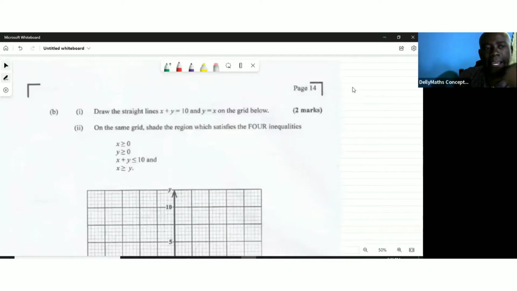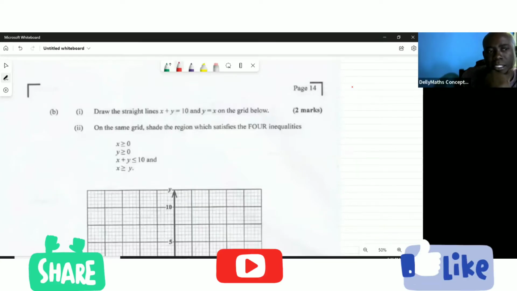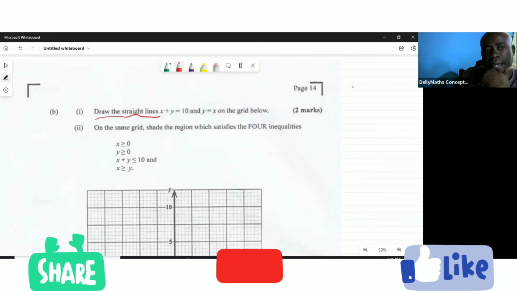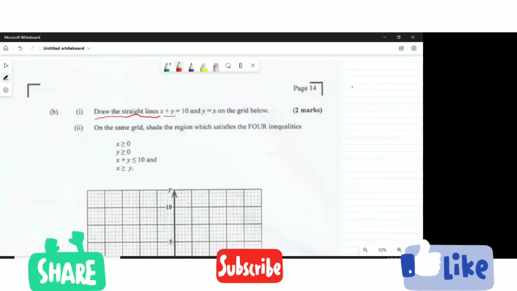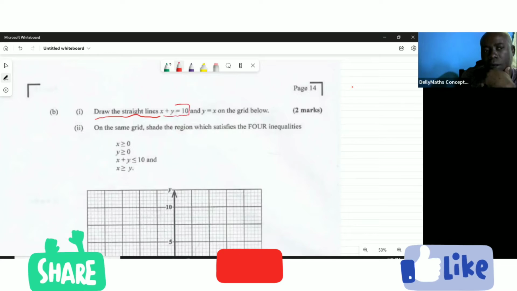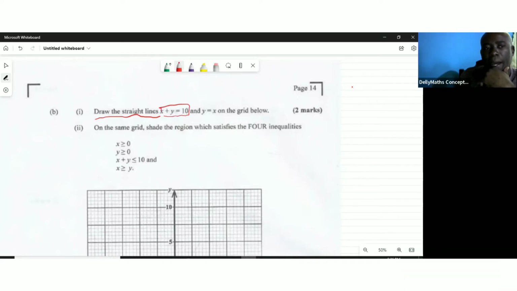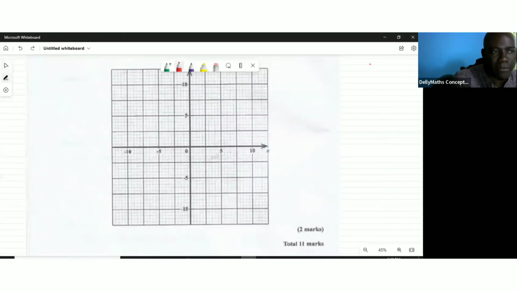Draw the straight line. So it starts by this. It says draw the straight line x plus y equal 10. So we want to draw that line, as well as y equal x. You could do this on the back of your graph. x plus y equal 10.